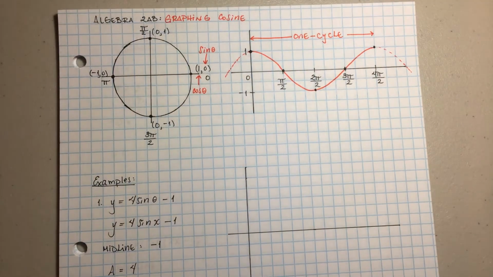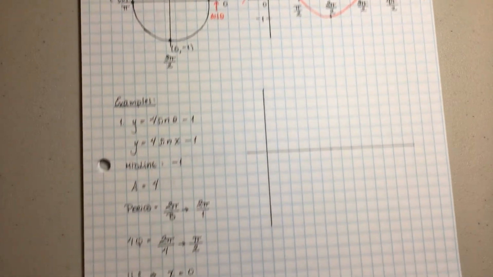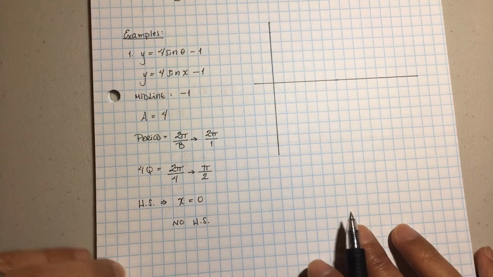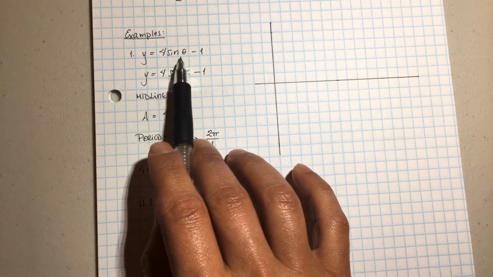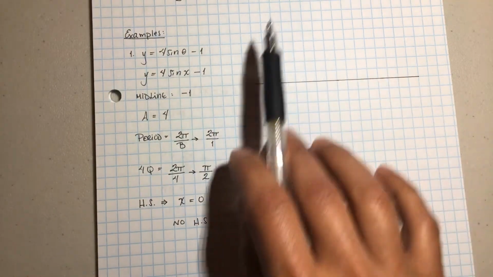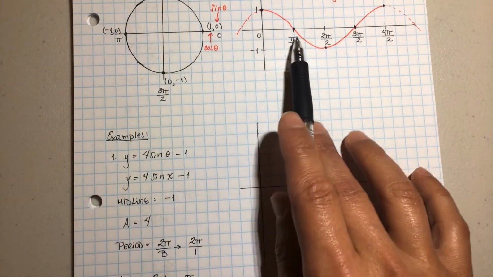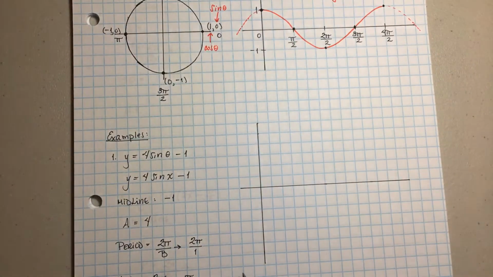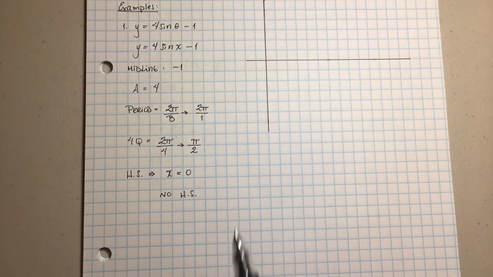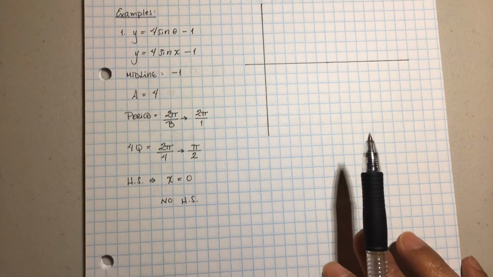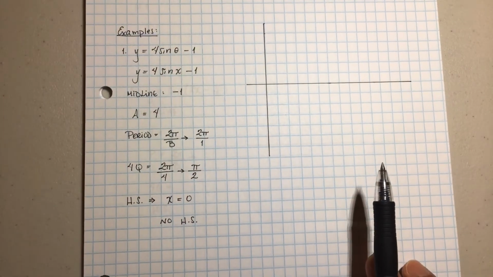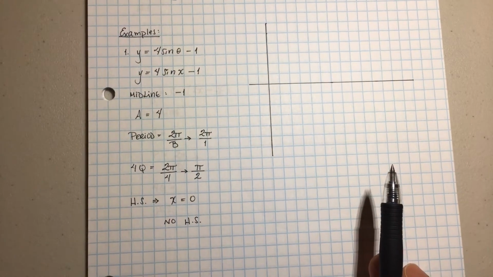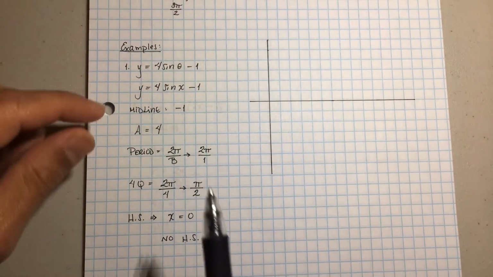Okay, so let me go ahead and just recap one problem from yesterday. Sometimes your professors will use this. You'll see sine theta, and that's just the same thing as saying these x values right here. So now when we see 4 sine of theta, it's the same thing as 4 sine of x. So let's go ahead and graph that, okay?